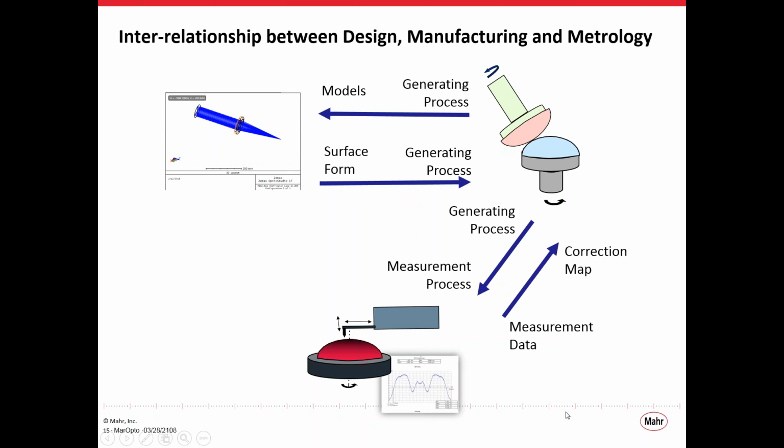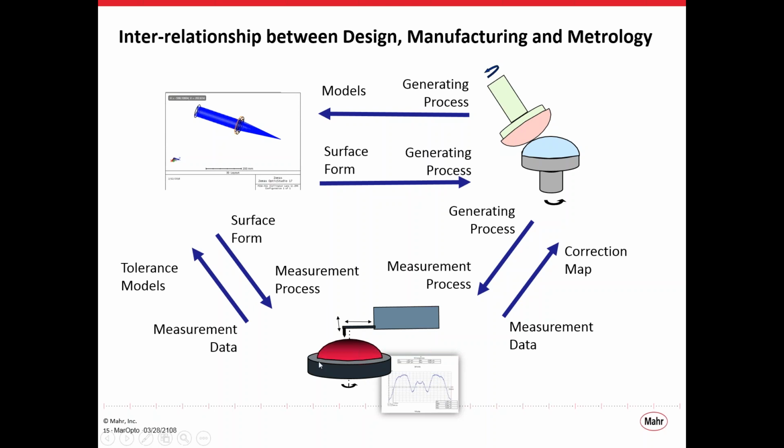The generating process will determine the appropriate metrology tools that are needed to fully characterize the surface, like we just talked about. And then the data that you're able to take from those measurement processes will be able to be used to control that generating process. And finally, the types of surfaces that you choose in the design will limit what instruments you're able to use to measure the surface. And then that measurement data will feed back to the tolerance models for the design.